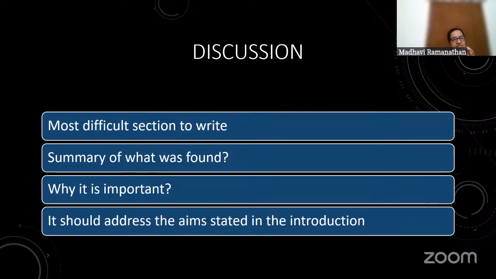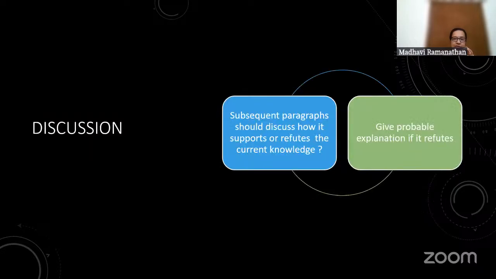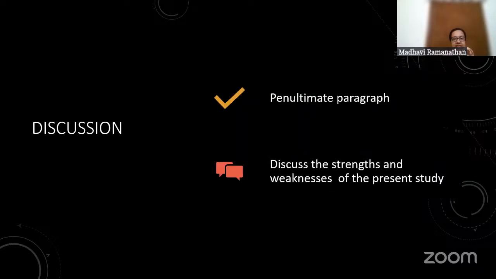And when it comes to discussion, this is the most difficult section to write. You have to give a summary of what was found and why it is important, and it should address the aims stated in the introduction. So it should directly correlate with what you have spoken about in your introduction. The subsequent paragraph should discuss how it supports or refutes the current knowledge. If your result is refuting the current knowledge, you have to give a probable hypothesis or explanation, and it should be scientific, as to why it refutes the existing literature.